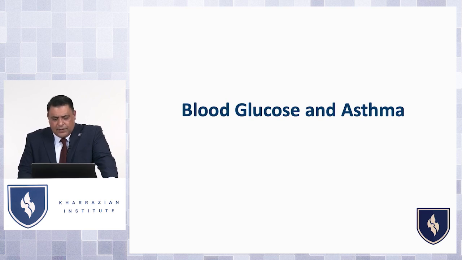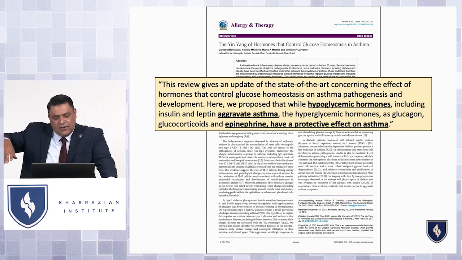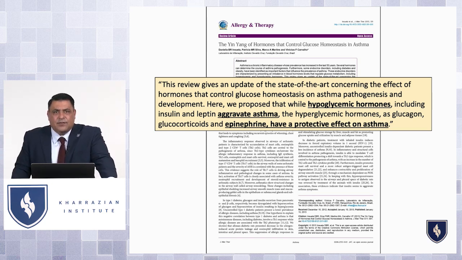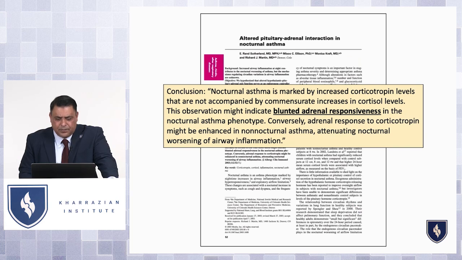Now, an overlooked area that is really critical for asthma is blood sugar stability. If you look at some of the research, they know that when people get into hypoglycemic states or when they get insulin surges, this aggravates asthma symptoms. And if their adrenal cortisol output is low, they also have increased expression of asthma, because the adrenal glucocorticoids dampen the inflammatory response. So if we look over here, this is a study where they looked at the adrenal response, and they found that there were altered pituitary adrenal interactions with nocturnal asthma, with blunted adrenal responsiveness.